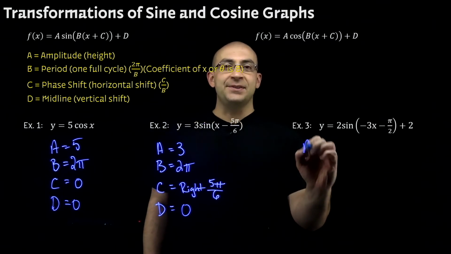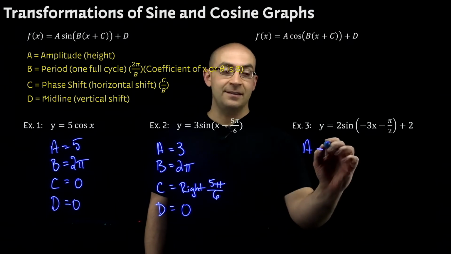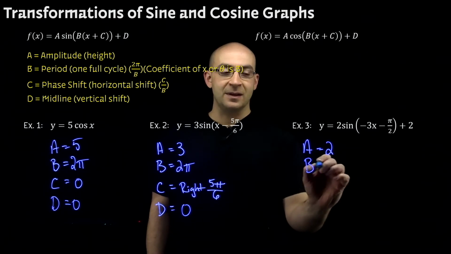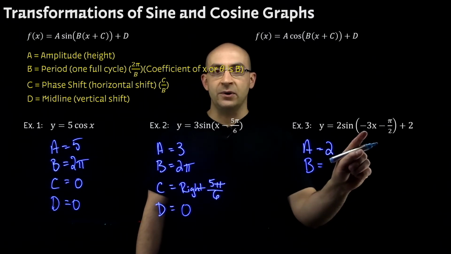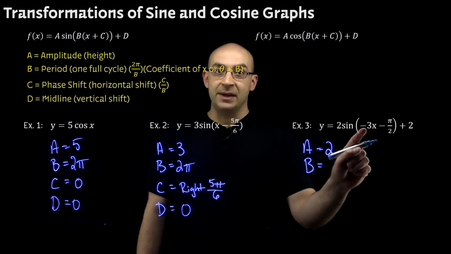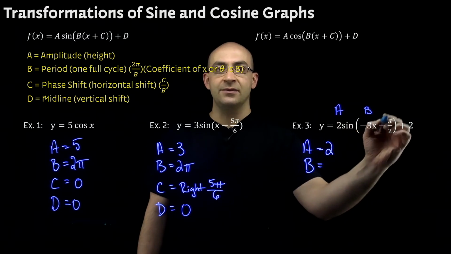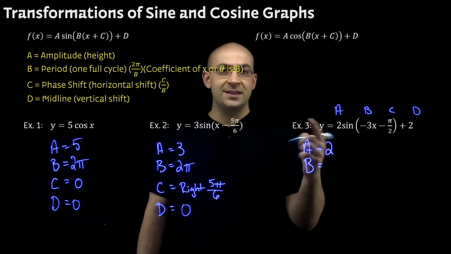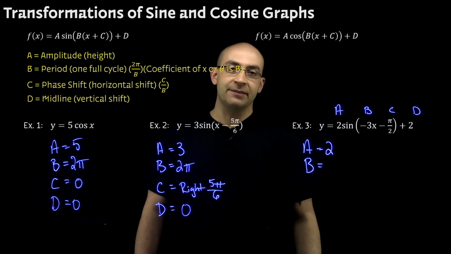A is the amplitude, and it is the number in front of the trigonometric function. The amplitude is 2 here, so again, the height is going to be 2. Now, let's talk about B, which is going to be our period. Now we have a coefficient in front of x. That number, whatever that is, is B, right? So if we want to label things, A is 2, B is negative 3, C is negative pi over 2, and D is 2. See how ABCD works out so nicely? I know. I didn't create it. I can't take credit for that.